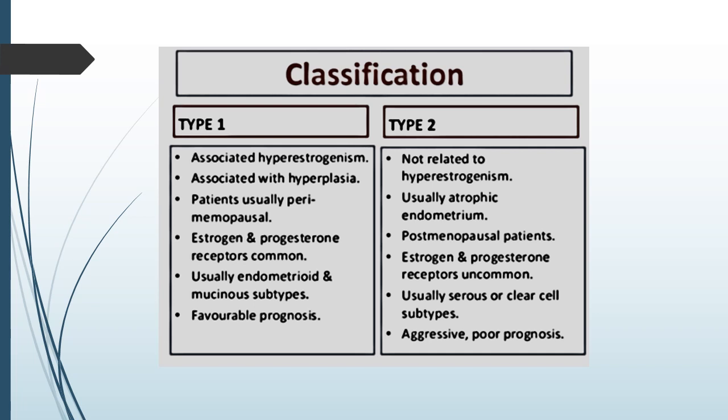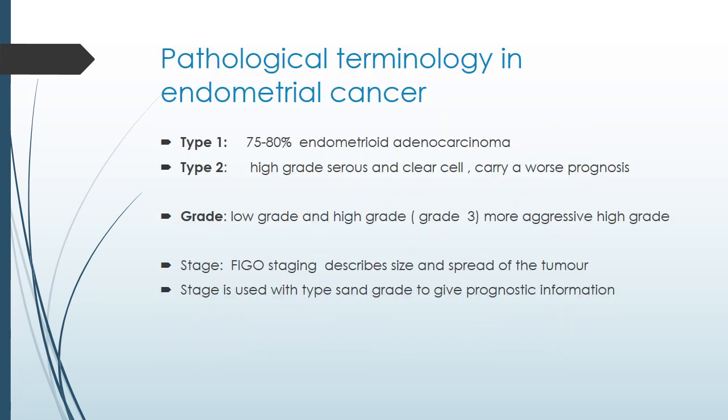Type 2 endometrial cancers include high grade serous and clear cell histological subtypes, and they arise from an atrophic endometrium. They are aggressive and they usually have a poor prognosis.